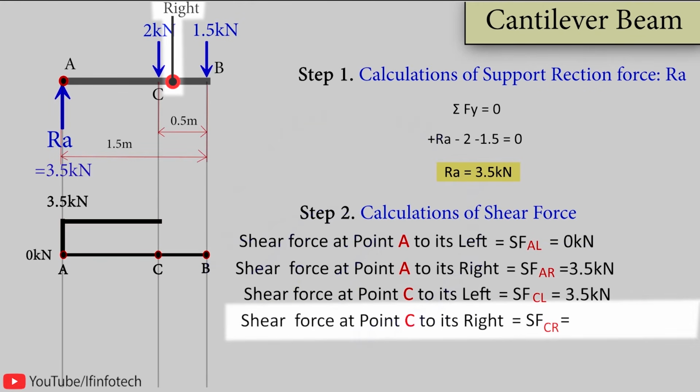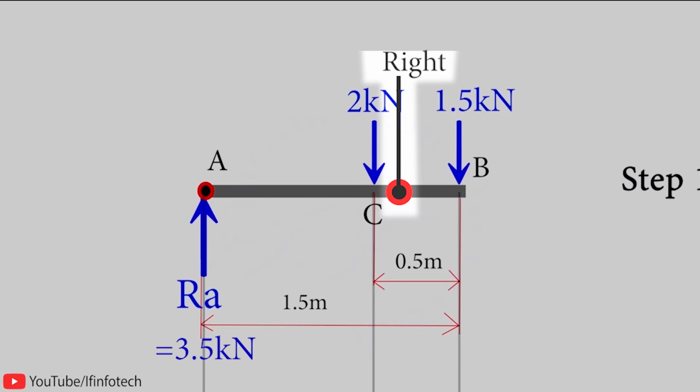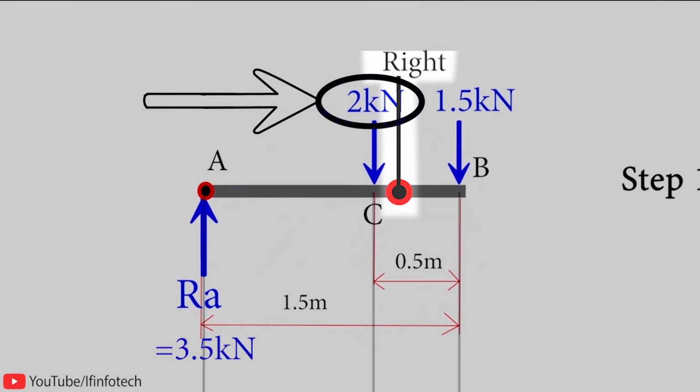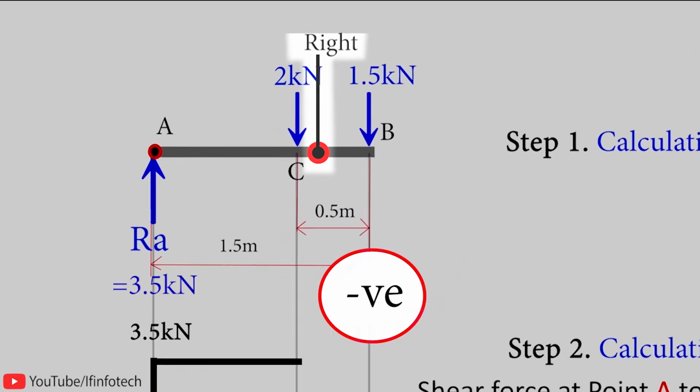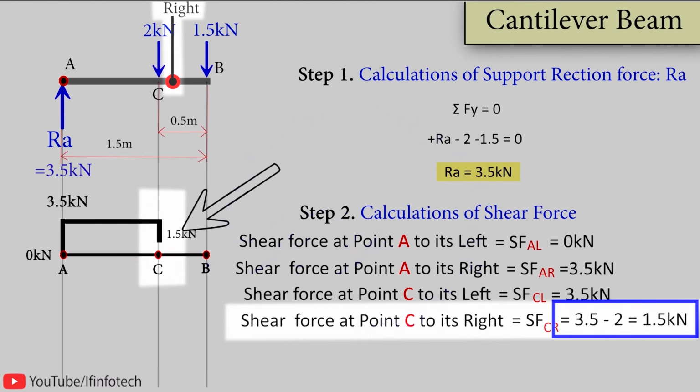Now I am taking section to the right of point C, that is SF at C to the right. Now here I carry forward previous value of shear force up to point C to its left side, which is 3.5 kN. And when we move towards right of point C, then there is 2 kN downward force which is negative. So this will be plus 3.5 minus 2, and it gives me the value of shear force as 1.5 kN. Therefore I make vertical line of 1.5 kN.